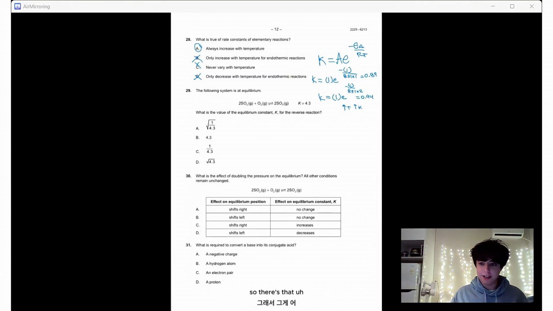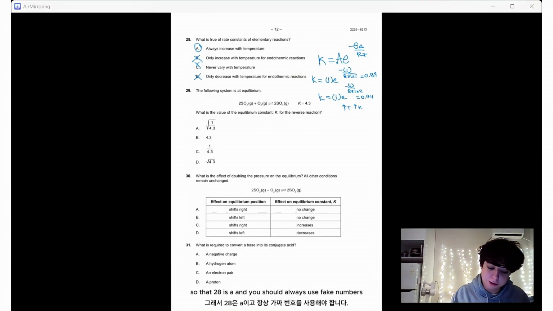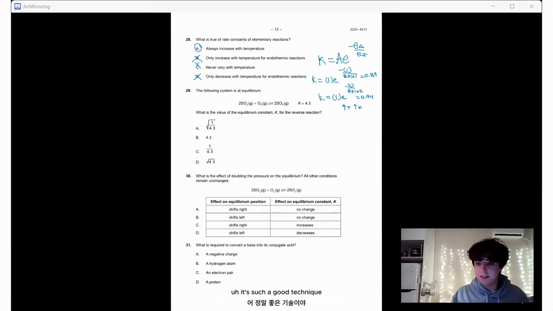So there's that. Normally, with a lot of equations, you can just see if it's on the same side of the equation, they're inversely related. Opposite sides, they're positively related. However, with the exponent, like the e raised to, I don't know how that applies there. So I didn't want to get into that. So fake numbers it is. So that 28 is A, and you should always use fake numbers. It's such a good technique.